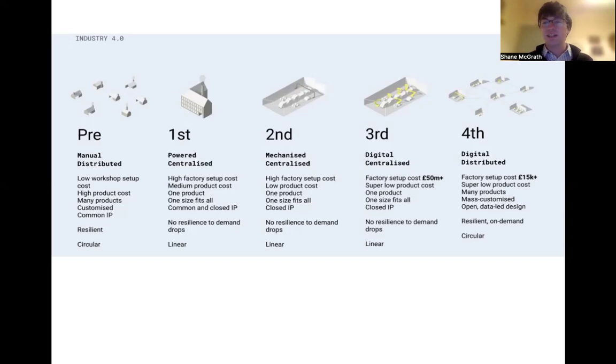mechanized, centralized, then digitalized, centralized, and then finally digitally distributed with low factory setup costs, many products, mass customization, open data-led design. So this is the social manufacturing idea where instead of large fixed costs to set up a factory, and there are industries that do need that, you might have various different nodes that wouldn't cost a huge amount of money to set up individually, but over time they might be as competitive in certain areas as the digital centralized. So this is part of social manufacturing.